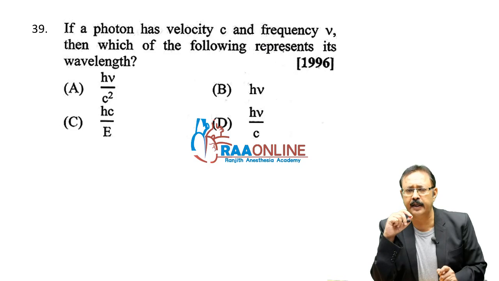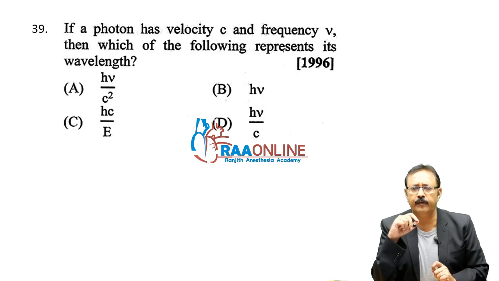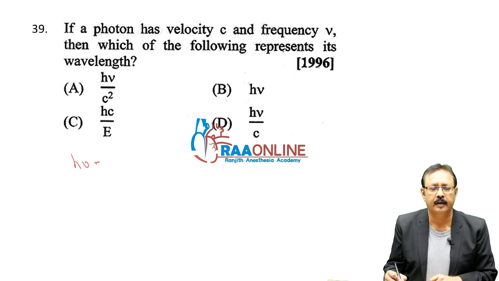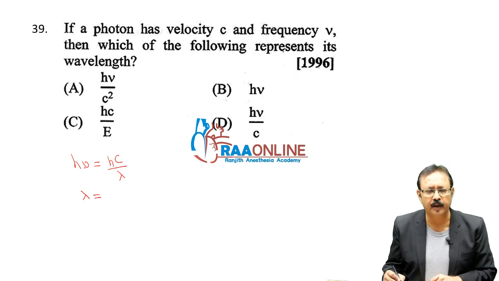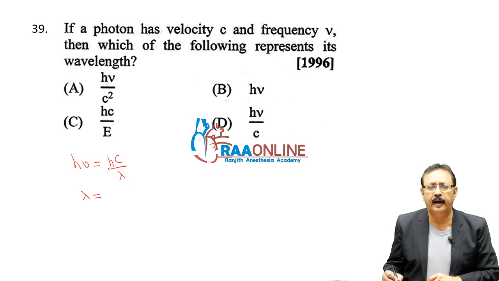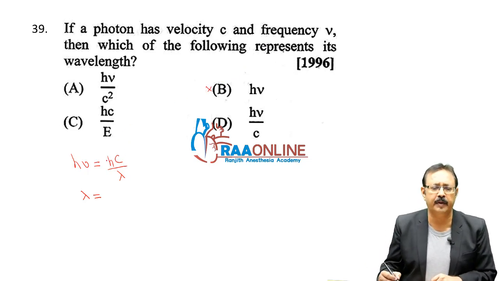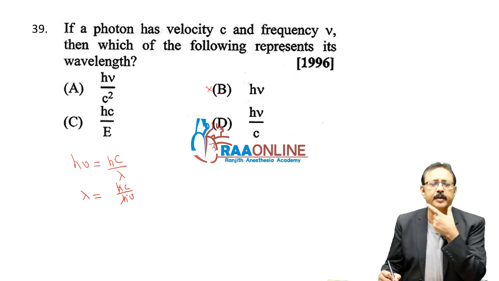39th, they asked in 1996 AIPMT, if a photon has velocity c and frequency nu, then which of the following expressions is the wavelength? What you know, h nu is hc by lambda. h nu is energy. You can say hc by lambda. So what is lambda? Lambda you can calculate. h nu is not wavelength, it is energy. hc by lambda, so lambda is hc by h nu, means c by nu we can write.